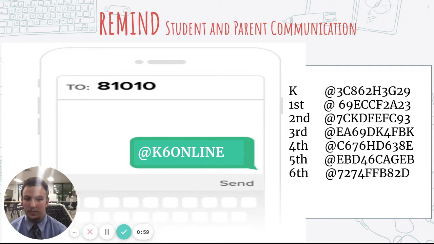So we would like you to do two things. One is to text two codes to this number, and the number is 81010. That's the phone number you'll text. And you'll text these two codes. One is at K6 Online, and the other will be based on the program that you see on the right of the screen. So based on your grade level, you'll type in that code at whatever the code is for your grade level. So you can connect with your teacher as well as our whole program.